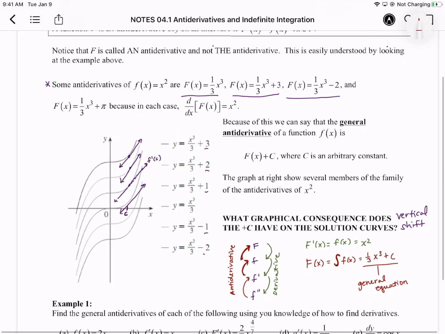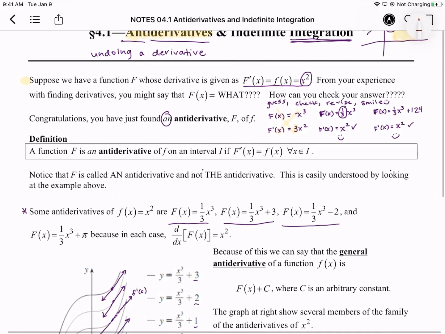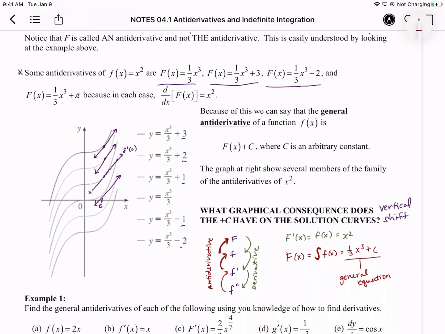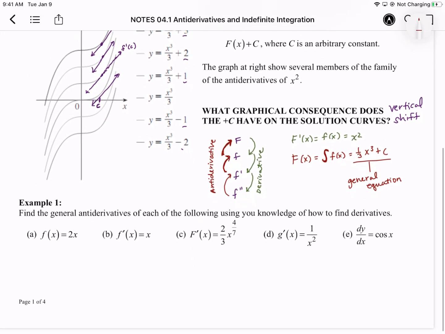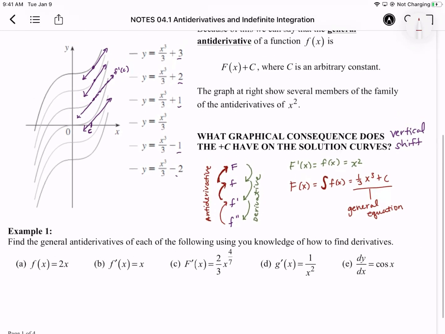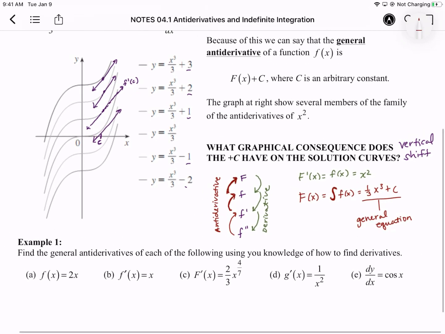Okay, so using this method that we used up here, this guess, check, revise, that's going to get complicated when we start having different equations, like you can see in example 1. So in the next video, I'm going to show you a strategy for finding antiderivatives.